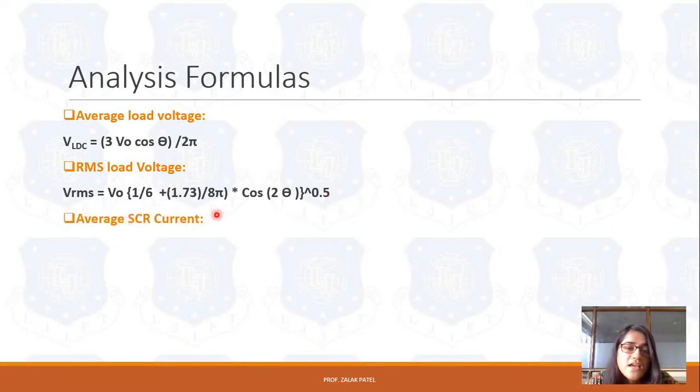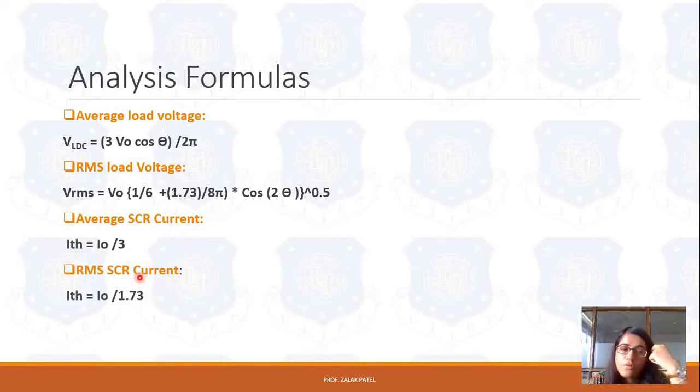Next is average SCR current. Average SCR current is I0 upon 3 for 3 phase. The RMS SCR current is I0 upon root 3.